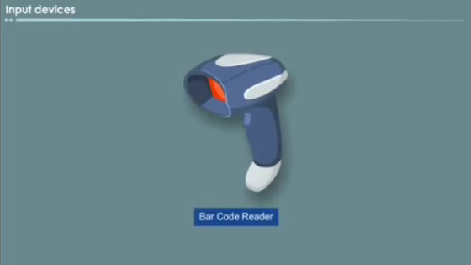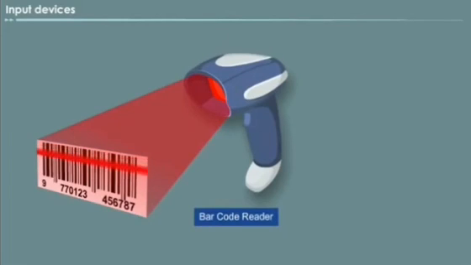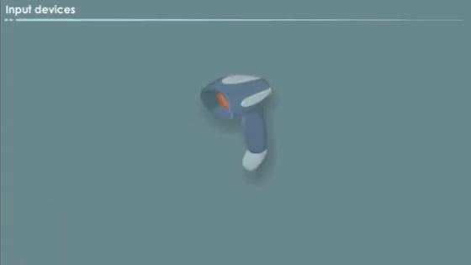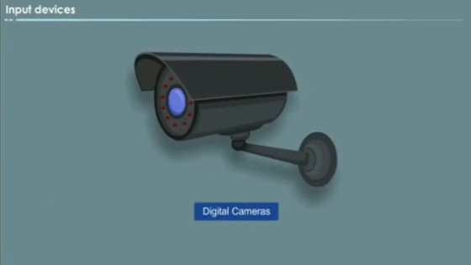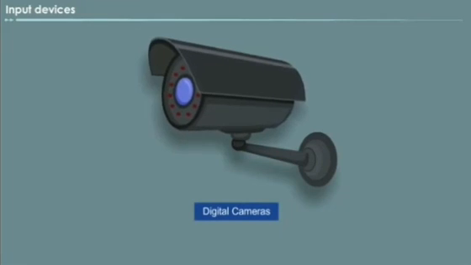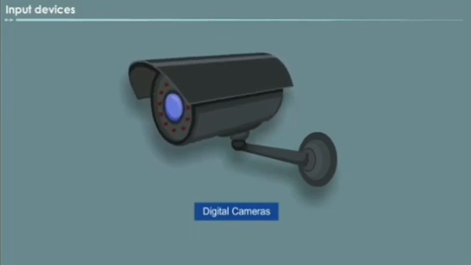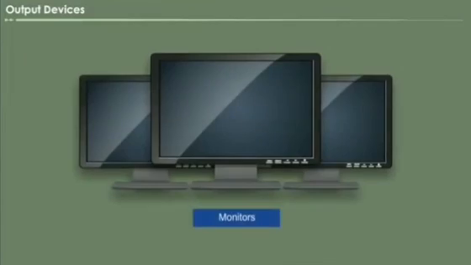Barcode reader. Barcode reader is a device used for reading barcoded data, that is, data in the form of thin and thick lines. Barcoded data is generally used in labeling the goods, numbering the books, etc. Digital cameras, that is an input device, allow you to take digital photographs which are stored on a memory chip or disk and can be transferred into your computer.